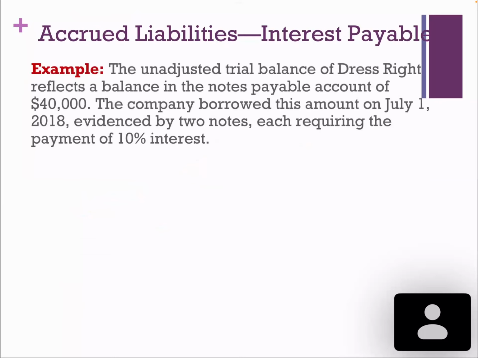Okay. Unadjusted trial balance, Dress Right, reflects a balance in its notes payable account of $40,000. The company borrowed this amount on July 1st, evidenced by 2 notes, each requiring payment of 10% interest. Okay, so we borrowed money. Back at the beginning of the month, we received cash, $40,000. Okay, and so we had a notes payable. And just do one credit for notes payable, $40,000. Okay, so this is increasing our asset account, increasing our liability account.